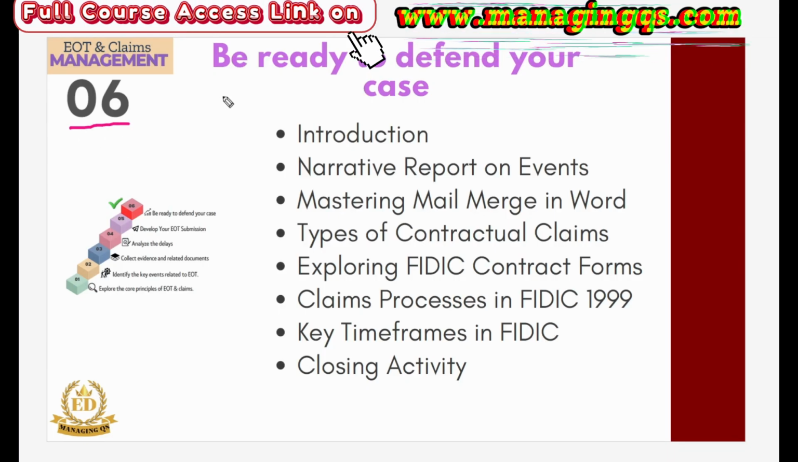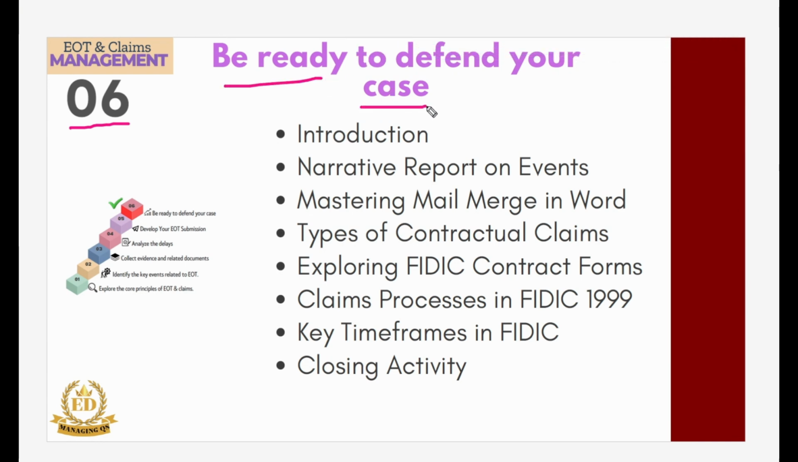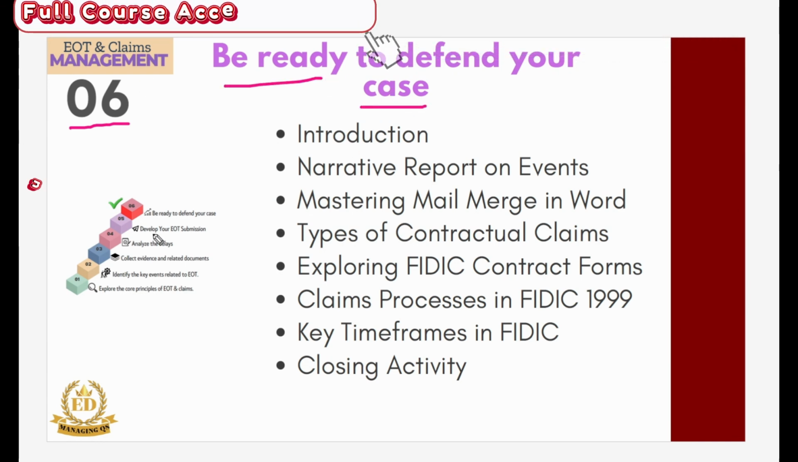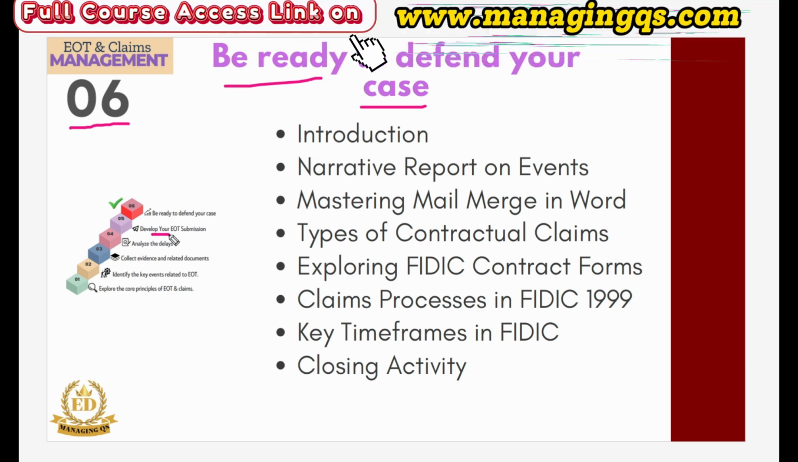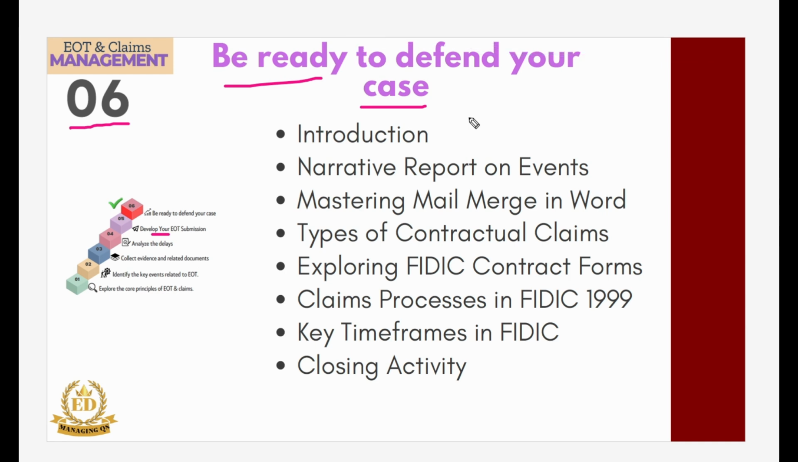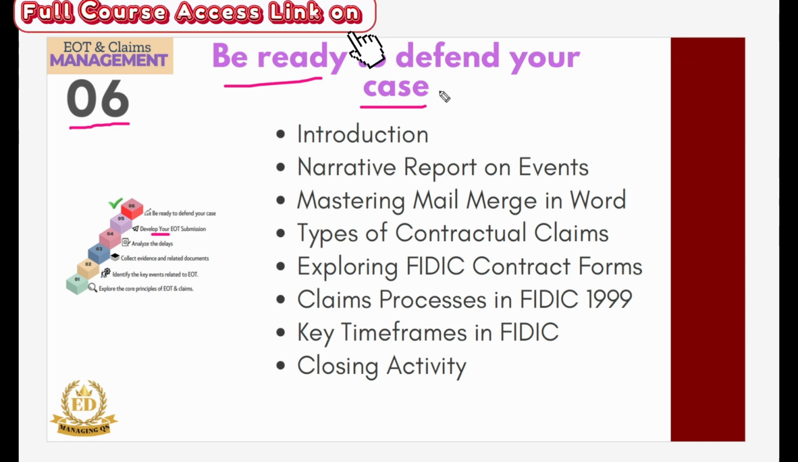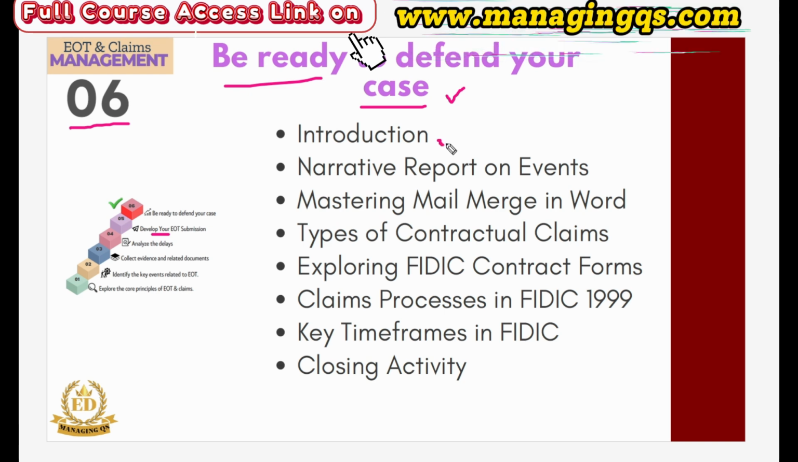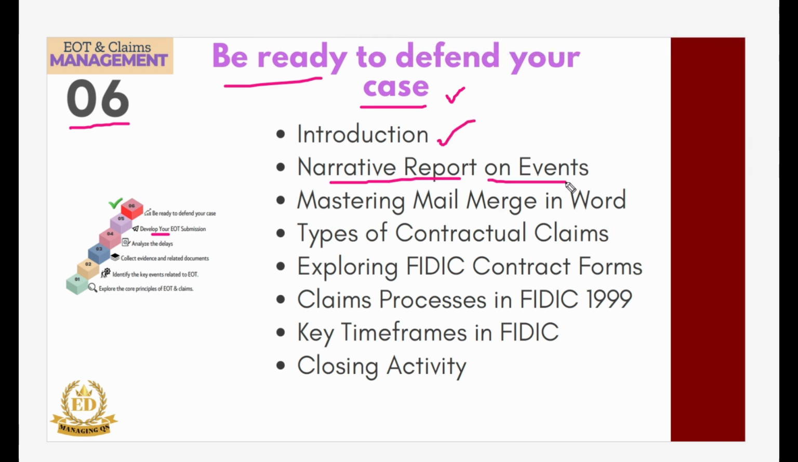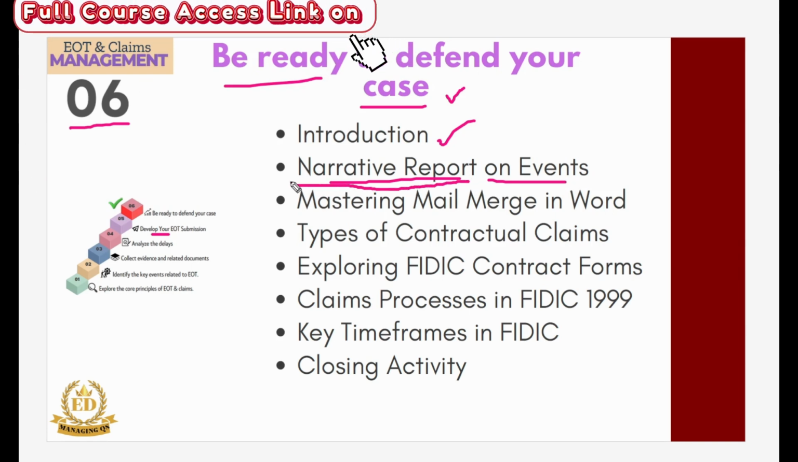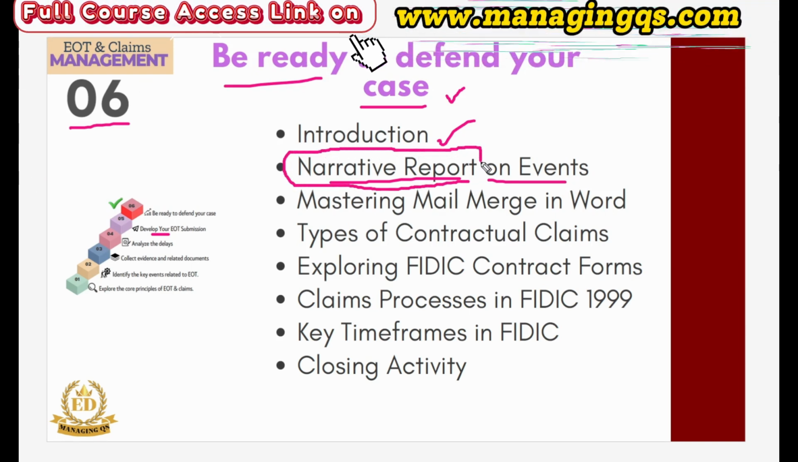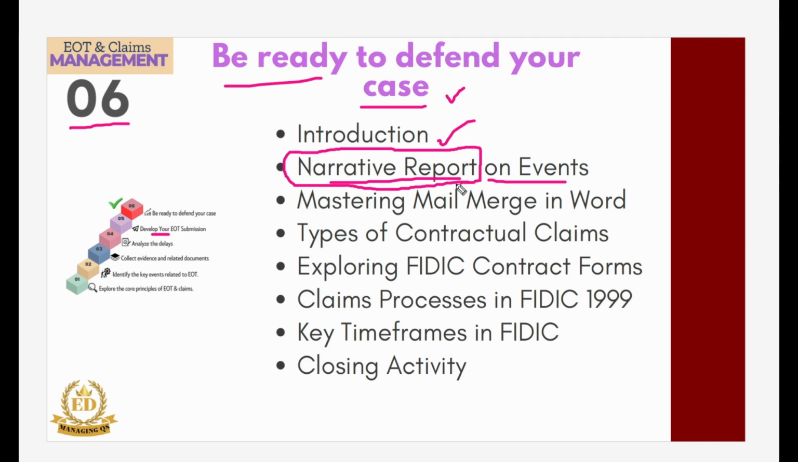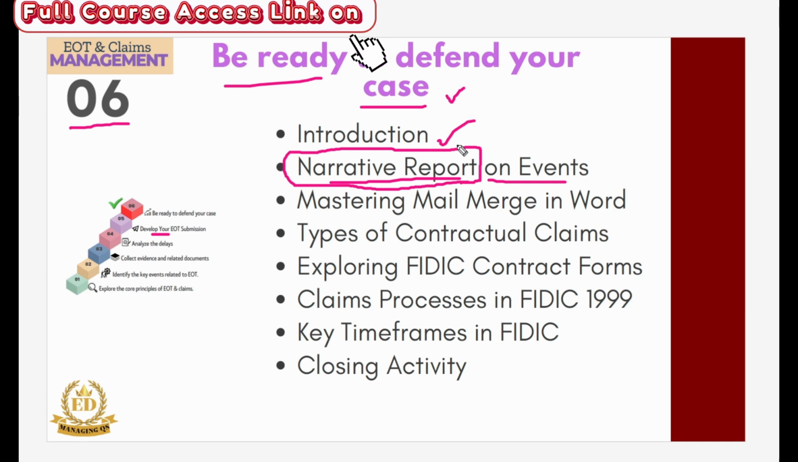Step number 6, be ready to defend your case with the client. Once we develop our EOT with very proper supporting documentation, we are going to submit our extension of time, the full case, to the client. Under this main heading, we are going to discuss the general introduction first. The second thing is the narrative report on events. The narrative report is the final key important summary report for our extension of time. There are many items and contents involved in this narrative report, so we will discuss more things under this topic.